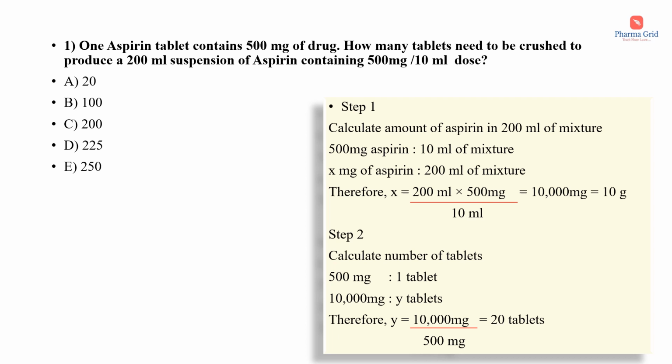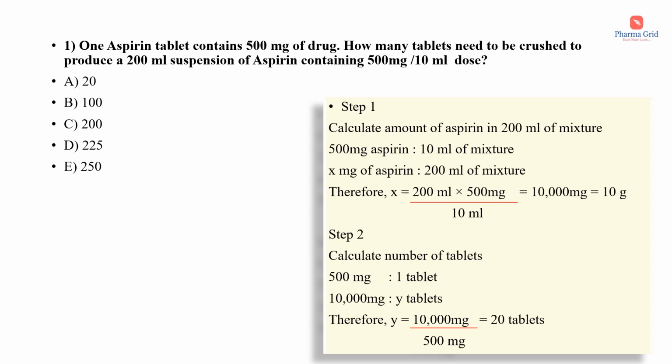Okay, so now move on to the next step. Next step means we need to find out the number of tablets required to produce the 200 ml suspension. In the question they have given that one aspirin tablet contains 500 milligram of the drug. So 500 milligram is present in one tablet. We need to find out the number of tablets present in 10,000 milligram. Let it be y number of tablets.